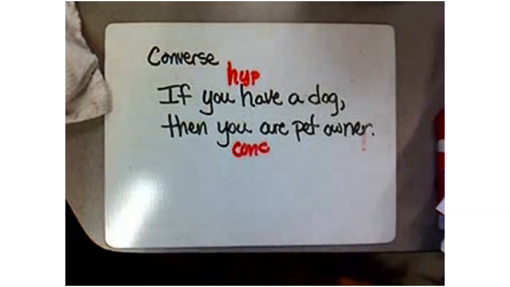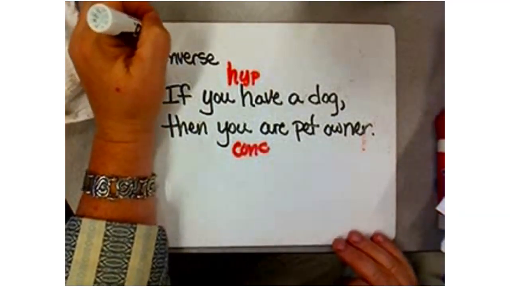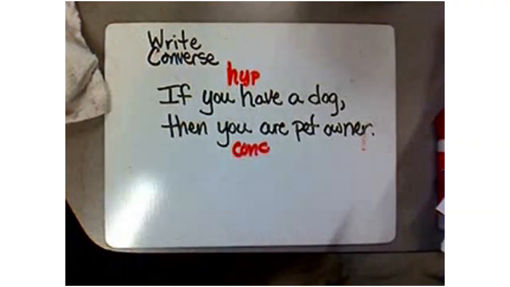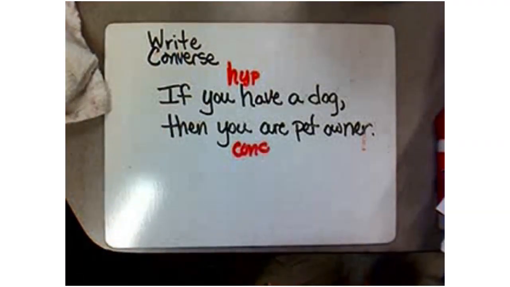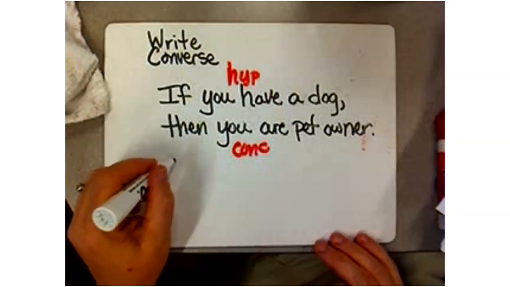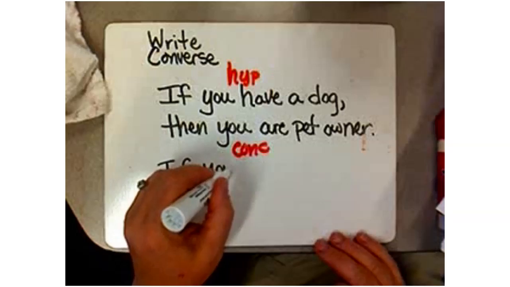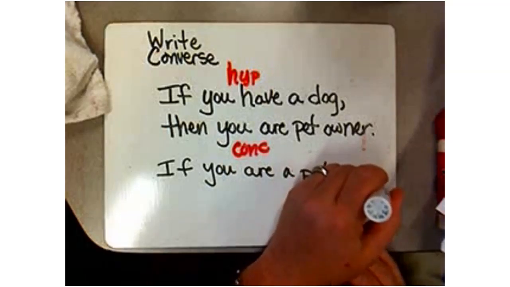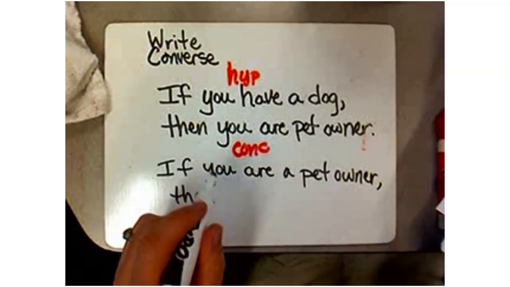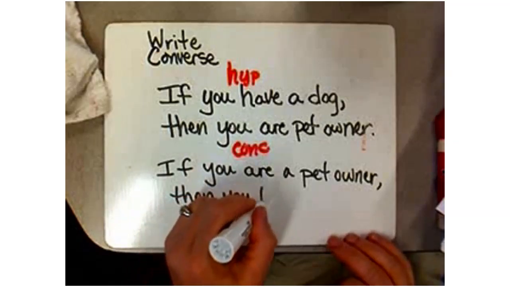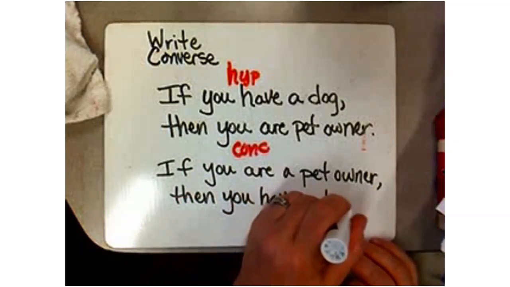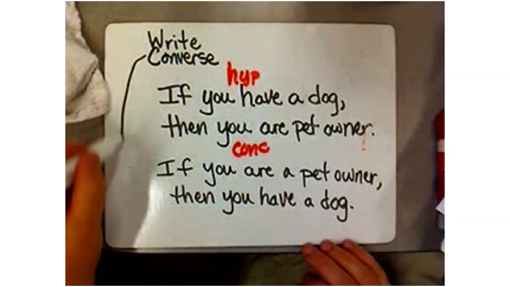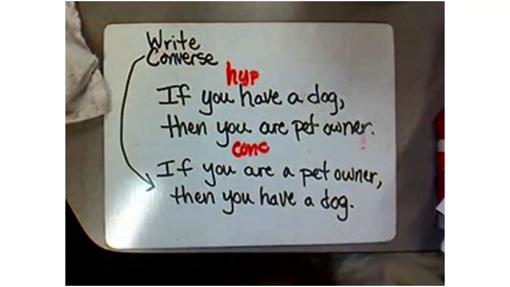Now you need to write the converse to this statement. So what does that mean we need to do? You flip the statement. Like, if you are a pet owner, then you have a dog. Don't say might. You just use the same words. If you are a pet owner, then you have a dog. Okay, that's the converse, right? Because you flipped it, as you said. You flip the conclusion to be the hypothesis and the hypothesis to be the conclusion.